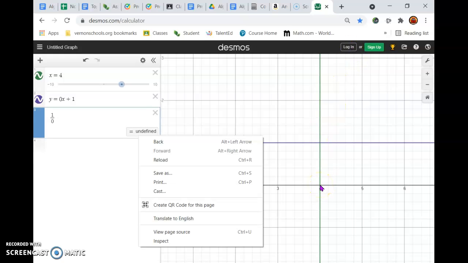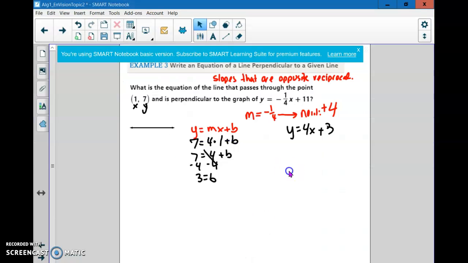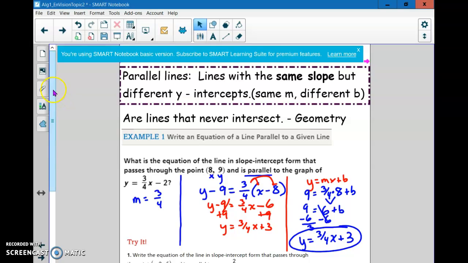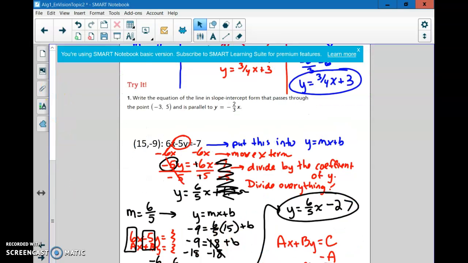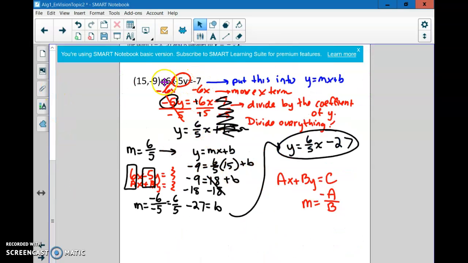So I hope this was helpful. If you need any other examples, definitely reach out to me and let me know. I only did one because I didn't want to make this video too long. But I think really the crux of it is to make sure that you can rewrite anything that's not y equals into that equation so that you can find the slope, and then you can go from there. Bye now.